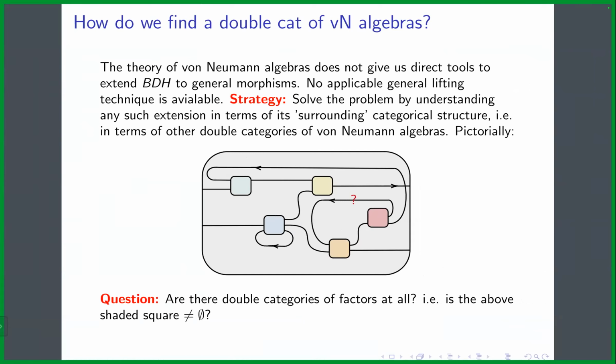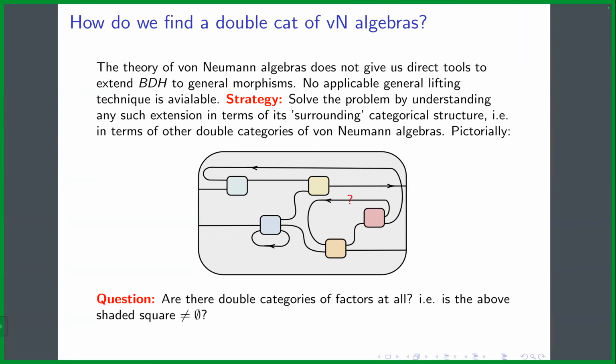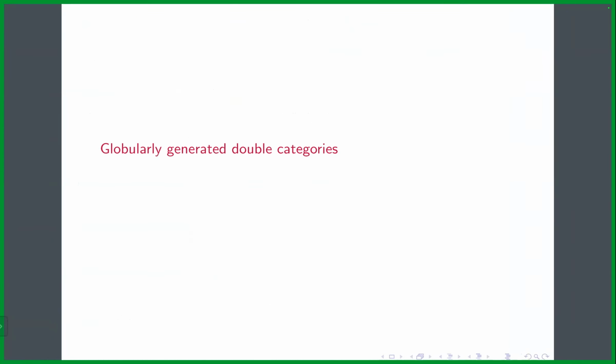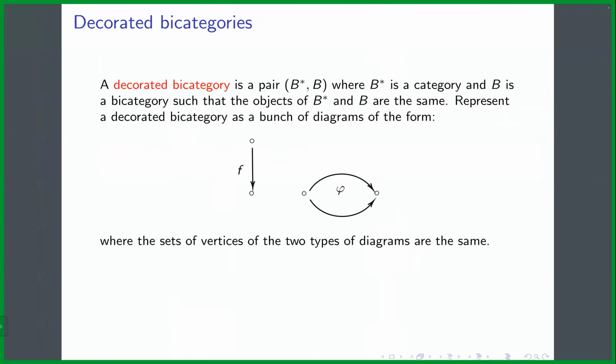Are there double categories of factors or Neumann algebras at all? Or in general, given a bicategory and a category of morphisms, are there always double categories extending the bicategory and the category of morphisms? And yeah, so I just started by putting this in formal terms. So that's where decorated bicategories came in.